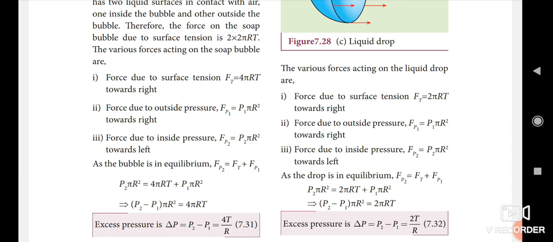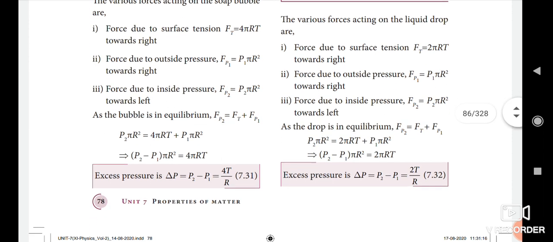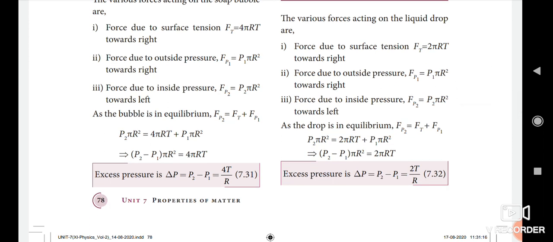Okay, now the drop is in equilibrium. Equilibrium means the force due to inside pressure is equal to the sum of the force due to surface tension and the force due to outside pressure. That means Fp2 is equal to Ft plus Fp1. Then we apply the values for Fp2, Ft and Fp1. This is similar to the air bubble. The air bubble value and the liquid drop value will be the same.